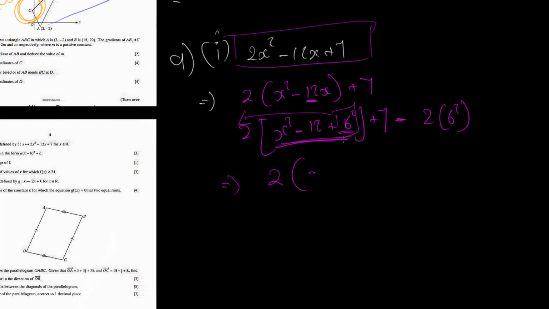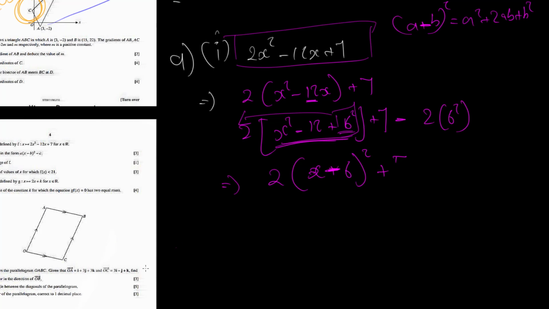Now over here I have a quadratic expression. I have an equation in the form a minus b whole squared is equal to a squared minus 2ab plus b squared. So I can rewrite it as x minus our value for b, which is 6, x minus 6 whole squared plus 7. It's not 7 minus 2, it's 7 minus 2 multiplied by 36. I use my calculator.